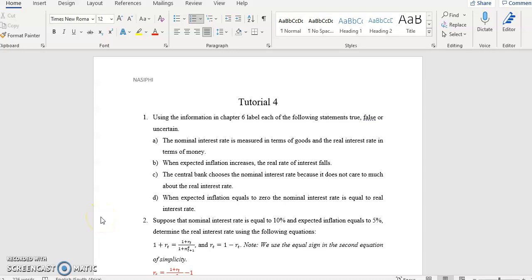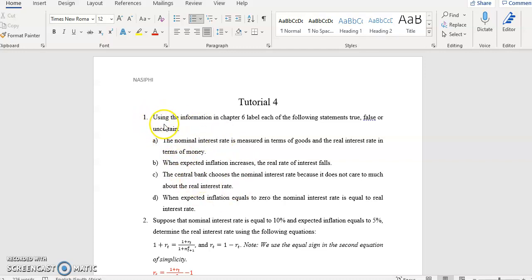Hello everyone, in this video we'll be looking at some tutorial questions from chapter 6, that is the IS-LM model in our textbook. So firstly we have a set of true and false statements. Looking at these statements, we're going to answer them as true, false or uncertain.